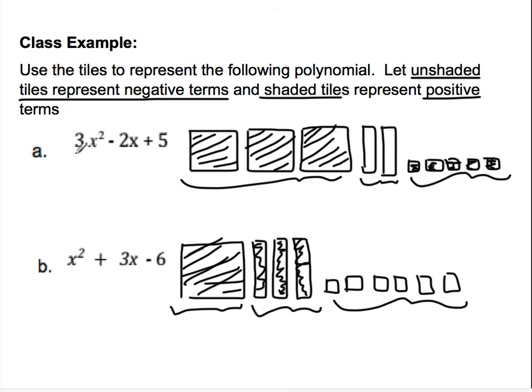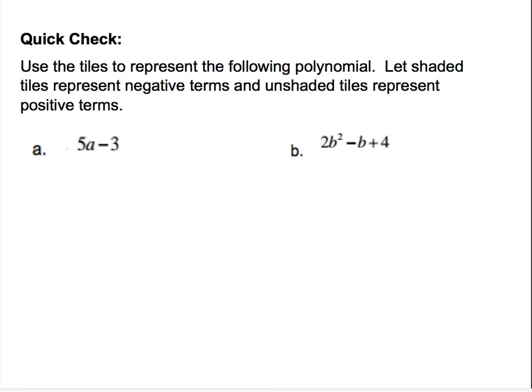Now, just as a review from part 1 of our video, it's a trinomial because here's one term, here's another term, here's another term, and this is also a trinomial because it has 3 terms. So just a little review. So now I want you to do a quick check. Here, let shaded tiles represent negative and unshaded represent positive. So shaded this time is negative, unshaded is positive. So you can pause the video and try these and then press play again and check your answers since this is a quick check.